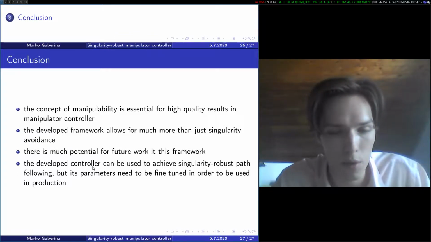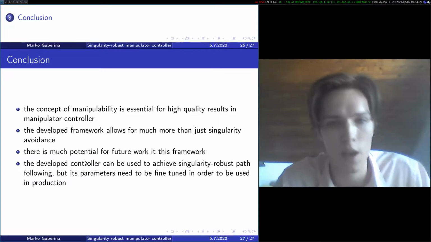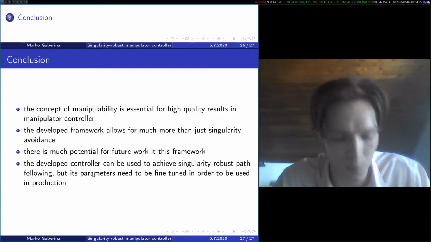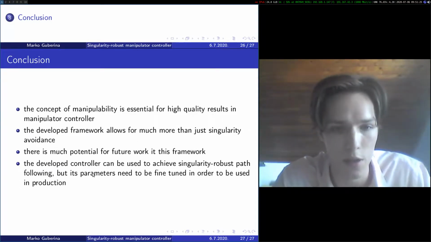However, the developed controller is useful. The only things that need to happen in order for it to work is the fine-tuning of the parameters to the specific arm which is used and the specific production environment.